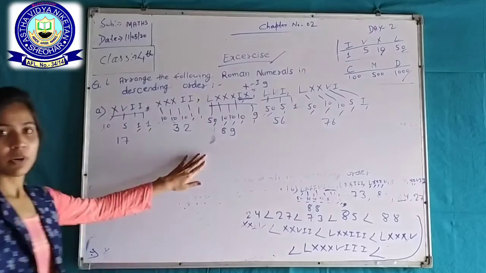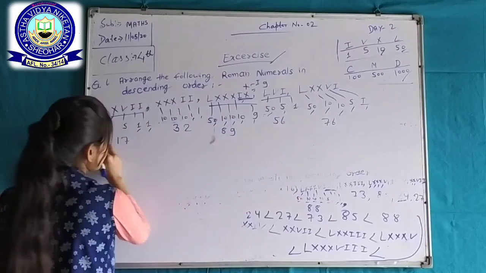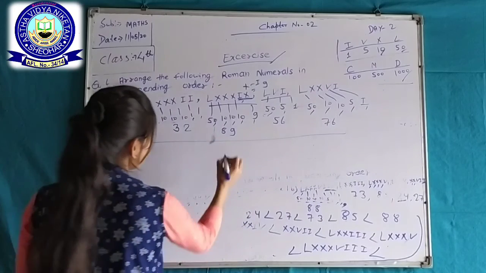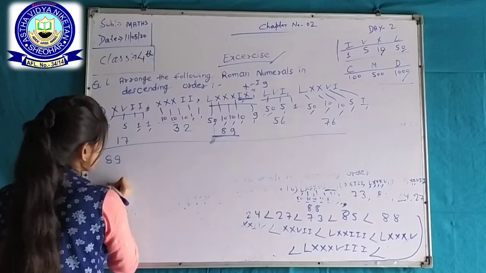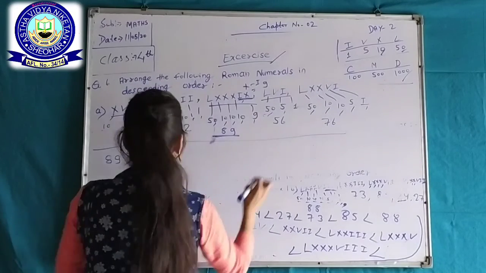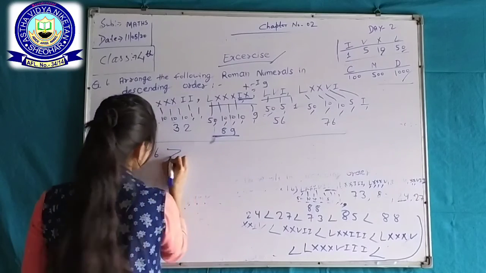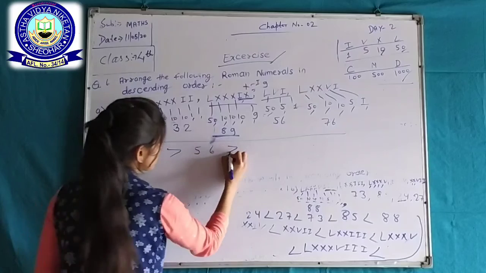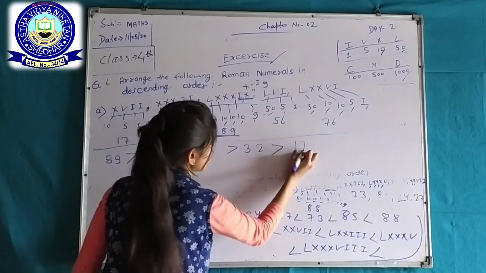In descending order, first of all, we have to write the largest number in this series. Here the largest number is 89. So first of all, we write 89. 89 is greater than 76, and 76 is greater than 56, and 56 is greater than 32, and 32 is greater than 17.